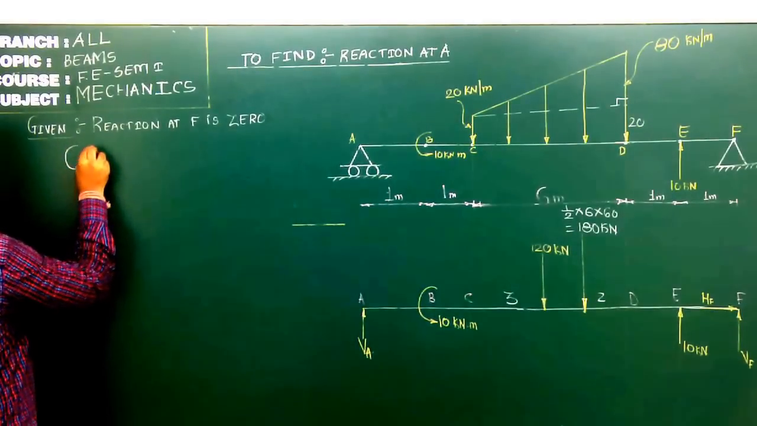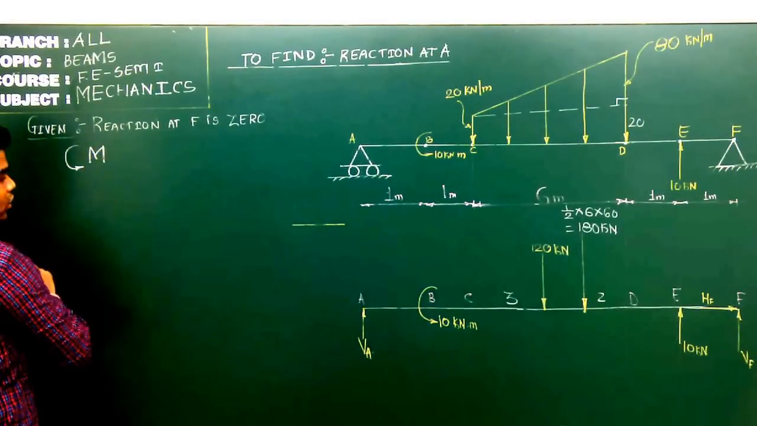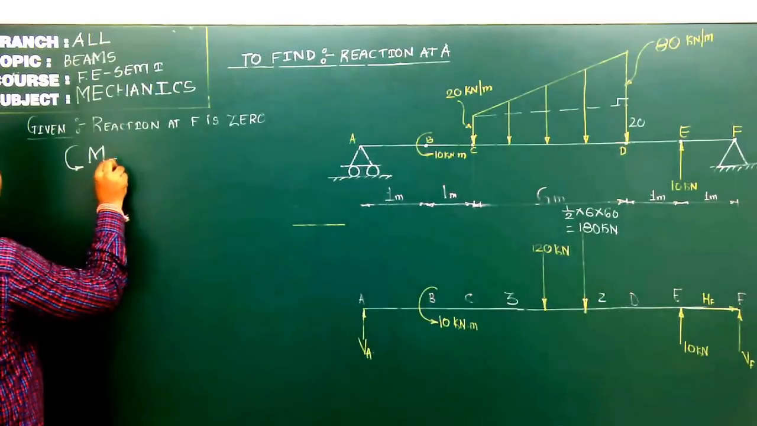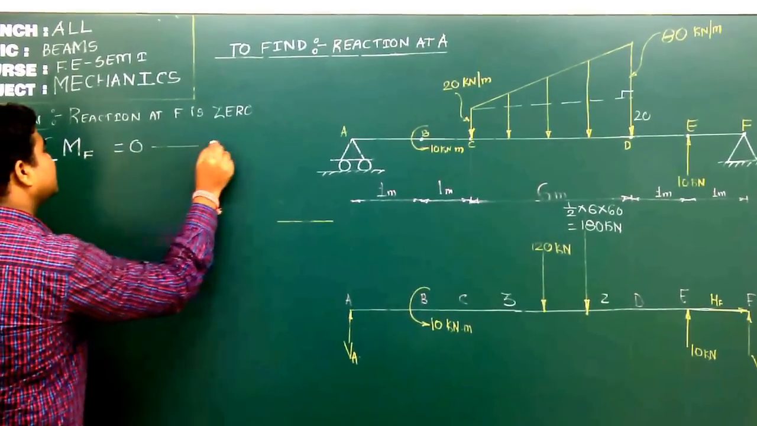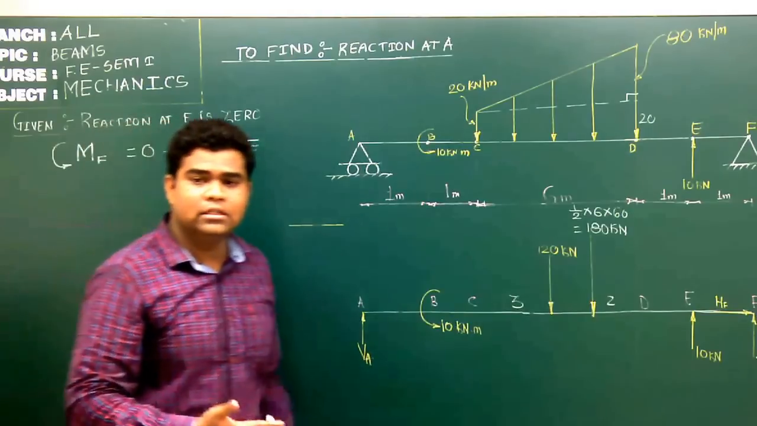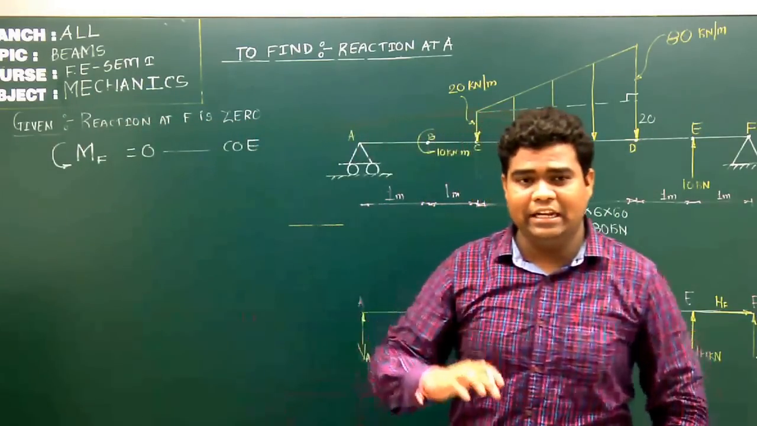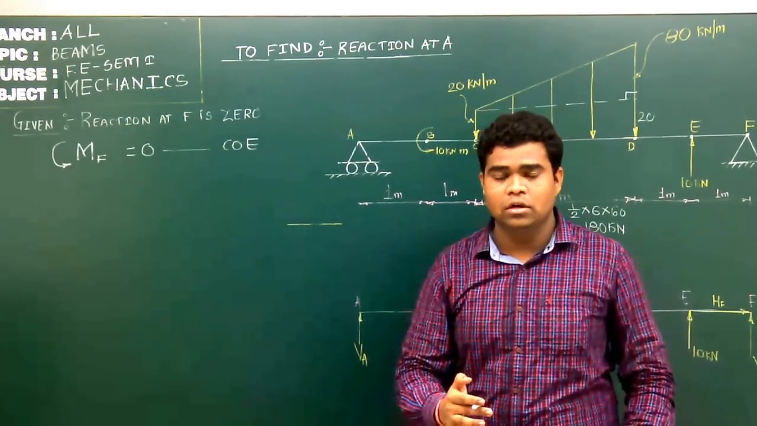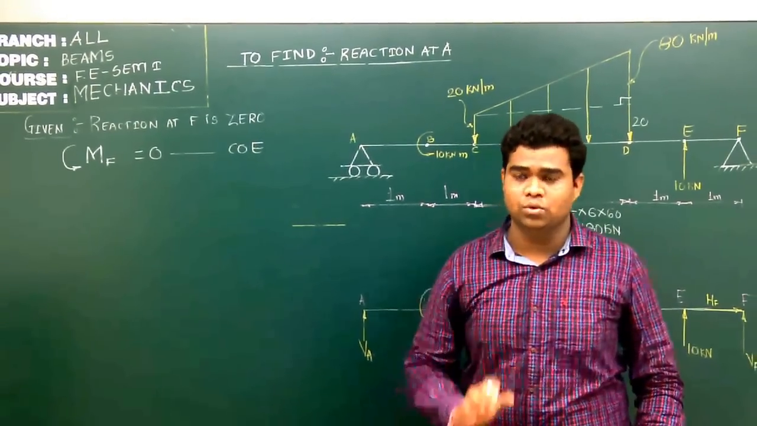By the conditions of equilibrium, we will take the moment of all the forces at point F equal to 0. This is known as the conditions of equilibrium. What do you mean by conditions of equilibrium? All the active and reactive forces on the system are 0.